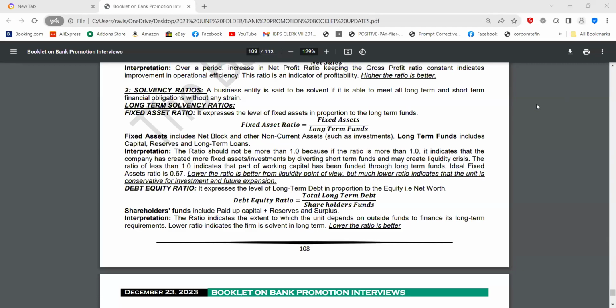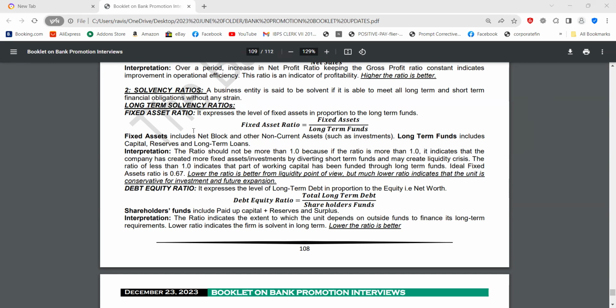Good morning, candidates. Yesterday we saw profitability ratios. Today we will see about solvency ratios. A business entity is said to be solvent if it is able to meet all long-term and short-term financial obligations without any strain. Long-term solvency ratios.